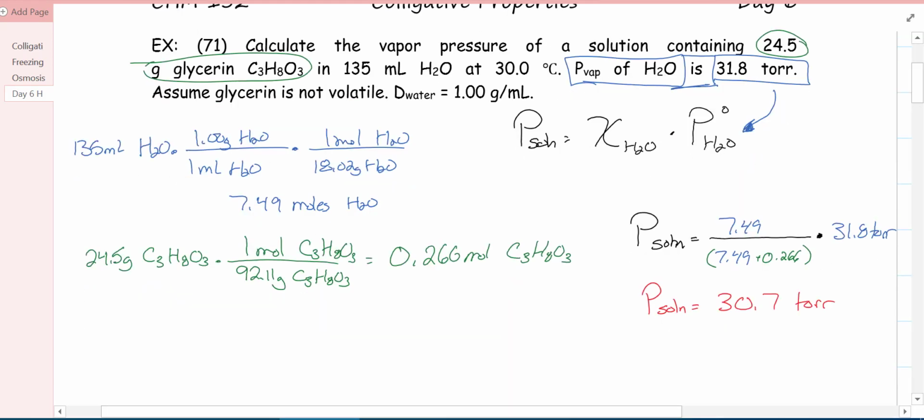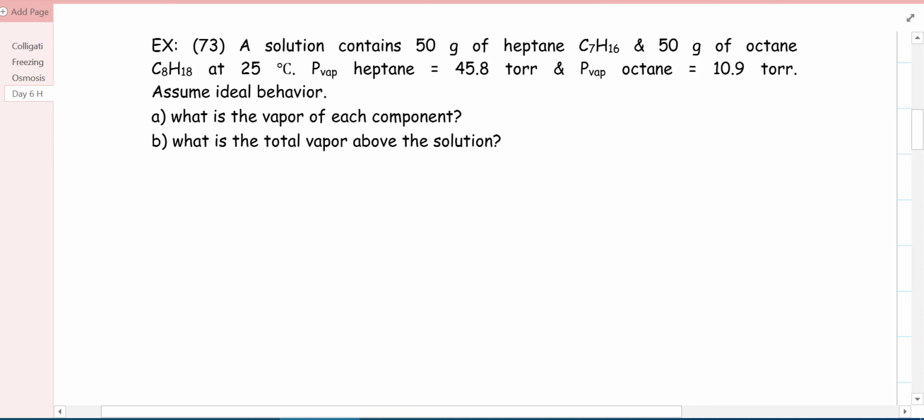Okay, the next problem is 73 here, and this solution contains 50 grams of heptane and 50 grams of octane. And it gives you the vapor pressure at 25 degrees Celsius for heptane and for octane. What's the vapor pressure of each component, and what's the vapor pressure total? All right, so we need to know the moles of each, right? Because overall, the pressure of the solution, or total, is equal to the mole fraction of heptane times the pure heptane plus the mole fraction of octane times pure octane, right?